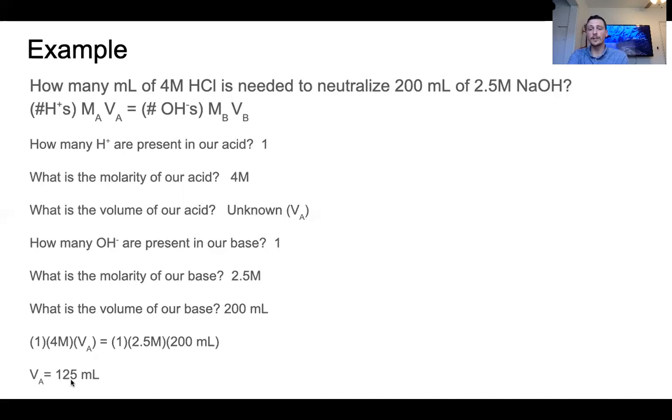So again, it's just like our dilution equation, but we need to keep in mind the number of acid hydrogens and the number of base hydroxides that are present.